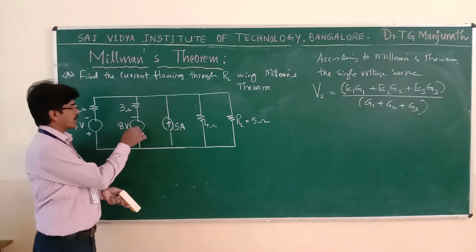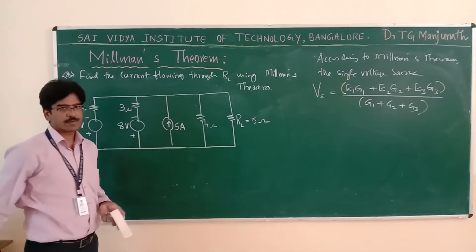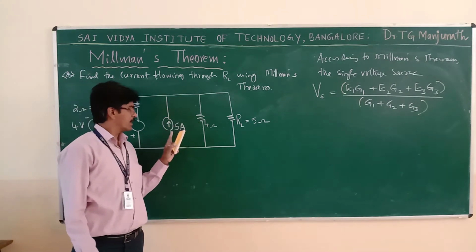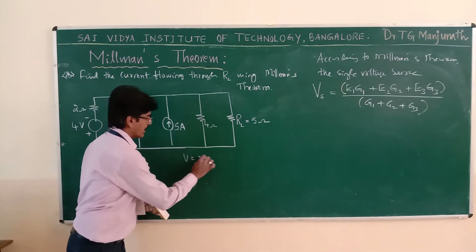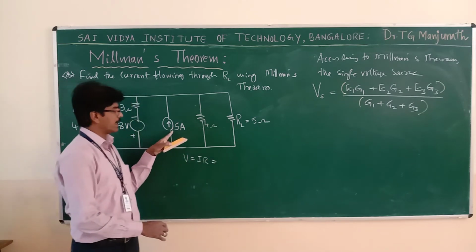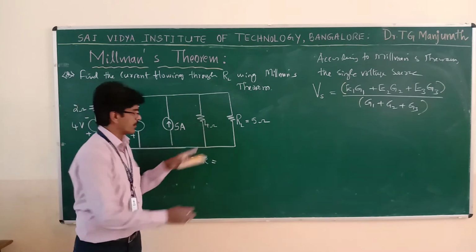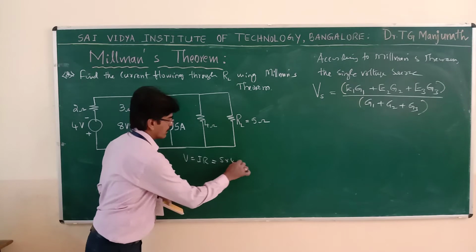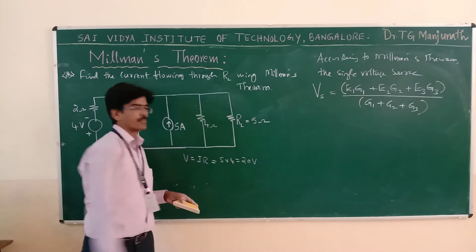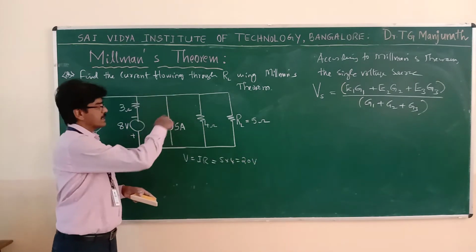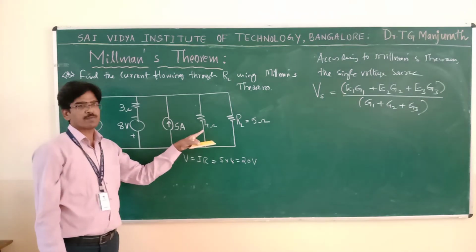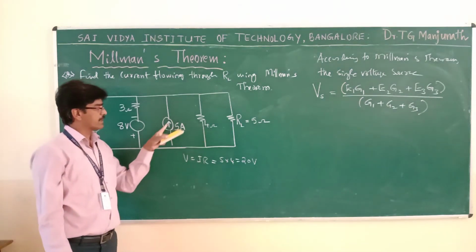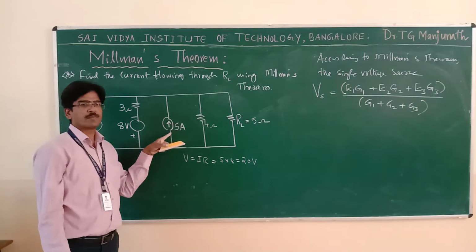So you have a voltage source here, but you have one more current source. Hence, first let us convert this current source into a voltage source. So V is equal to I into R. What is I here? 5. This is 4. So 5 into 4 gives 20 volts. So I am going to replace this by a 20 volt source in series with the same resistance, that is 4 ohm. You know how to convert a current source into a voltage source.